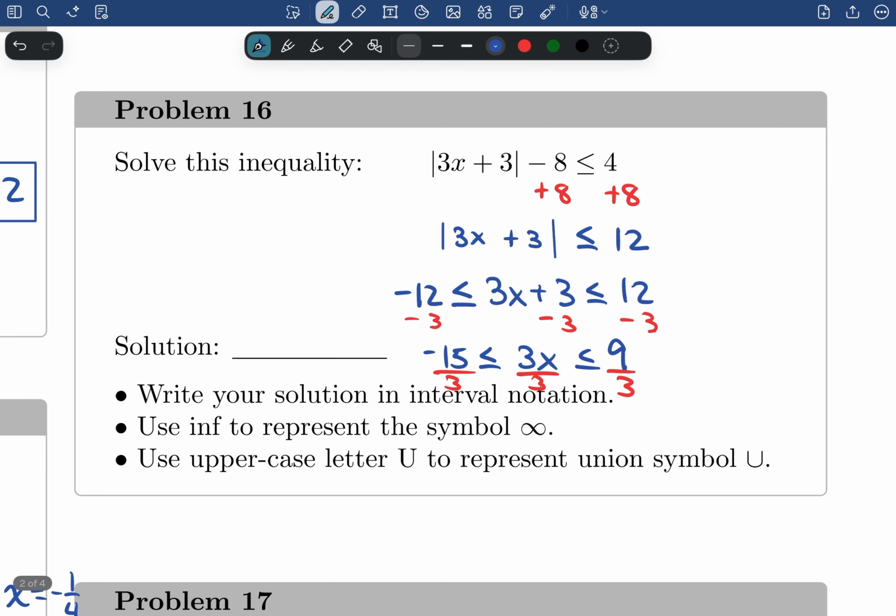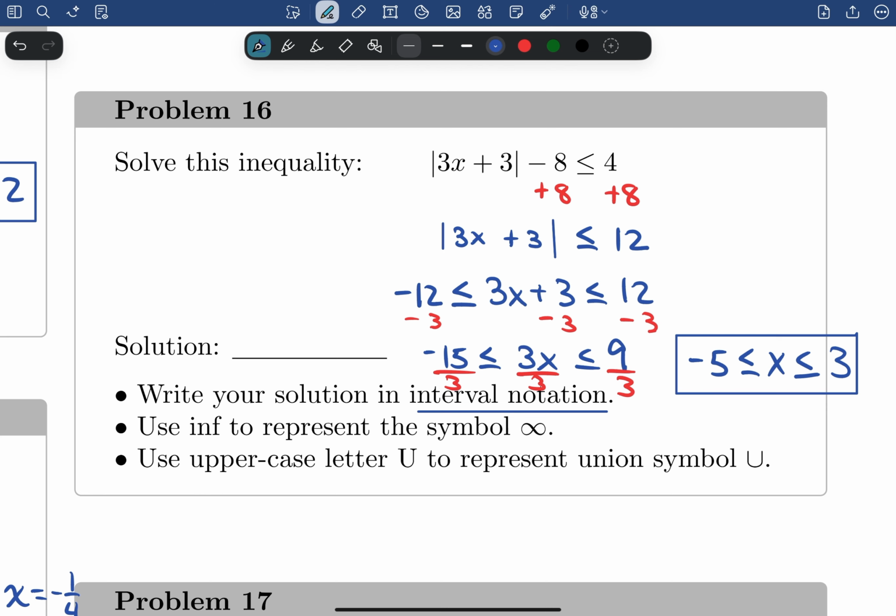Negative 15 divided by 3 is negative 5. And that's less than or equal to x, which is less than or equal to 9 divided by 3, which is 3. So this is my solution in inequality notation. But they want me to write my answer in interval notation.